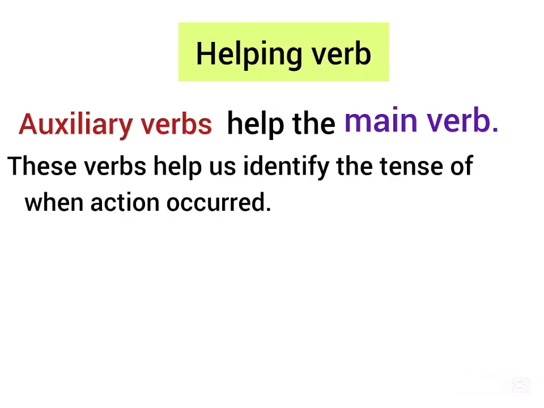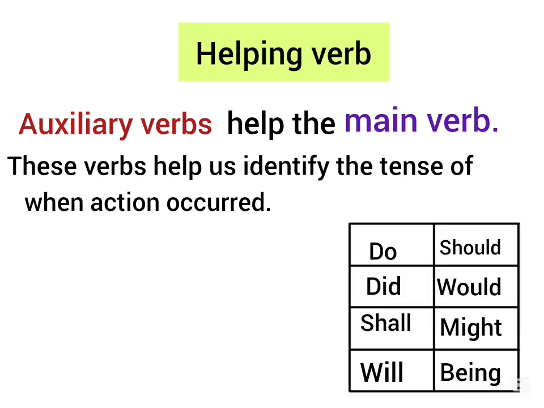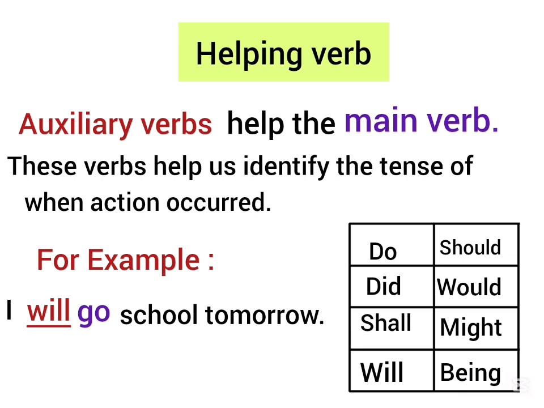Helping verb. These verbs are also known as auxiliary verbs. Auxiliary verbs help the main verb. These verbs help us to identify the tenses of when the action occurred. These verbs include do, did, shall, will, should, would, might, being. For example, I will go to school tomorrow.